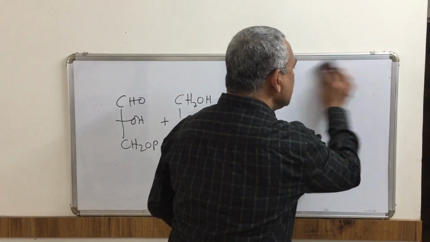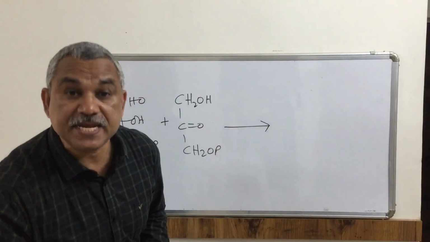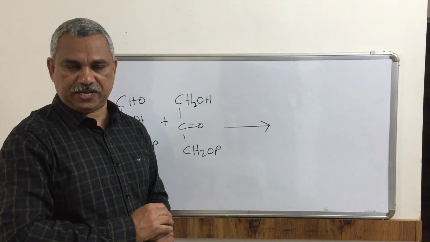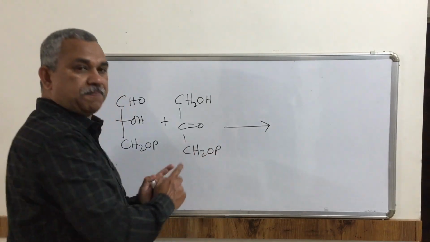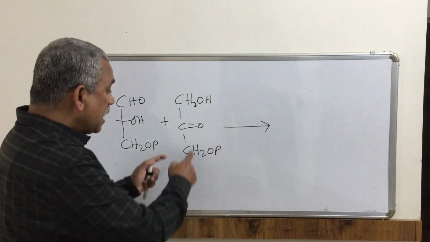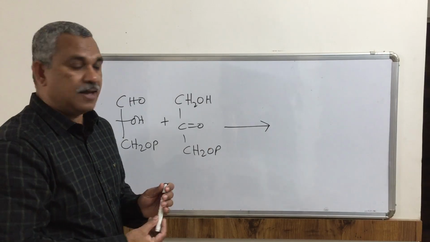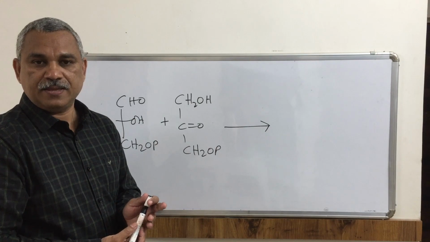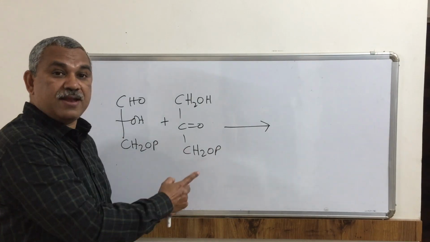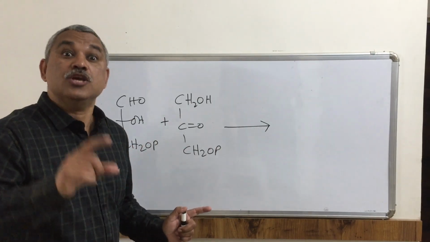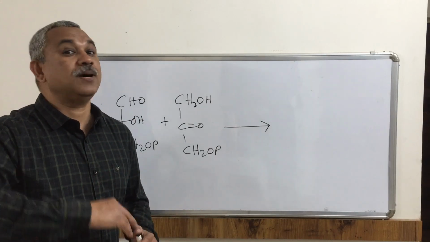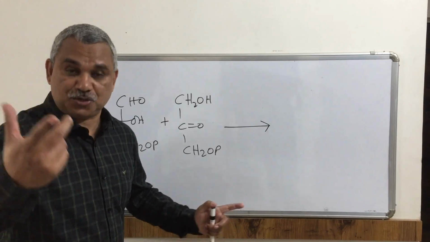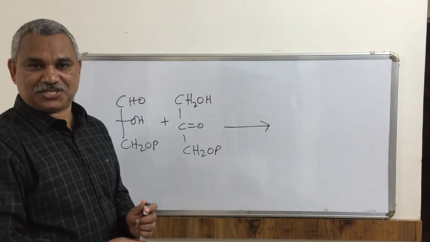Now, there are several enzymes which will be repeatedly used in order to get ribulose 1,5-bisphosphate. The first step is a kind of condensation reaction, and this is known as an aldol condensation reaction. An aldol condensation is when a ketose and an aldose join together in order to form a larger ketose.